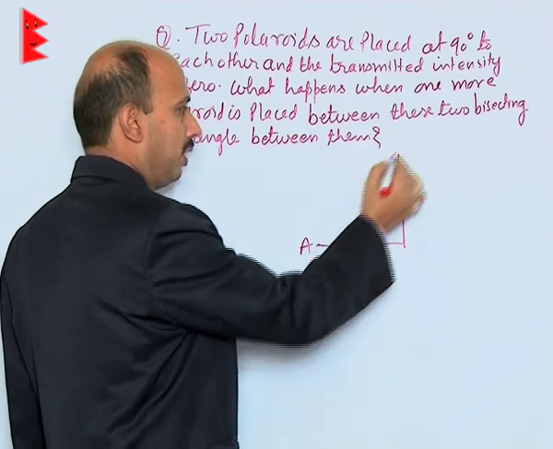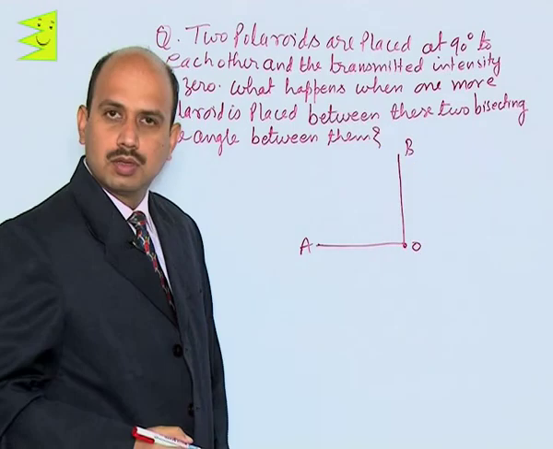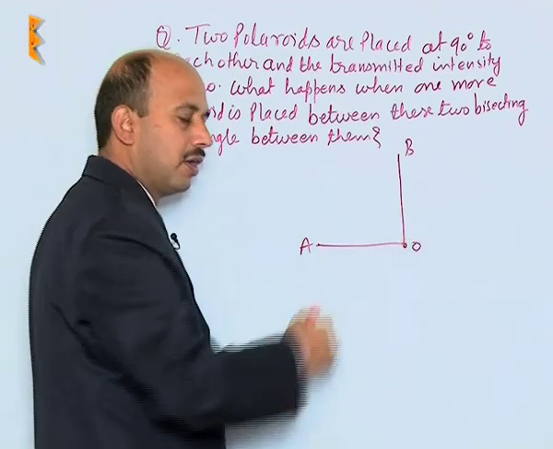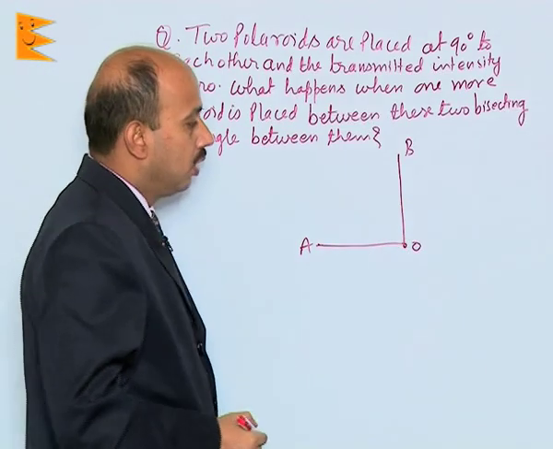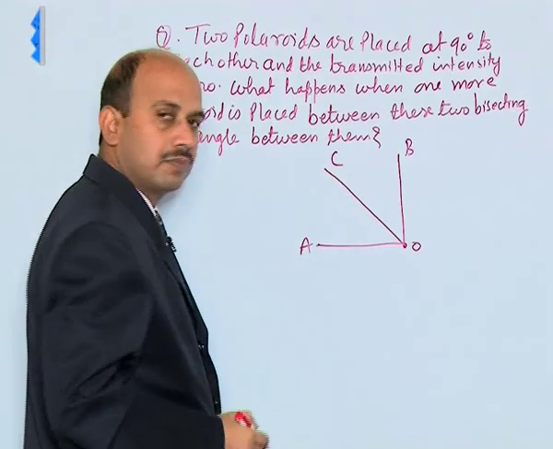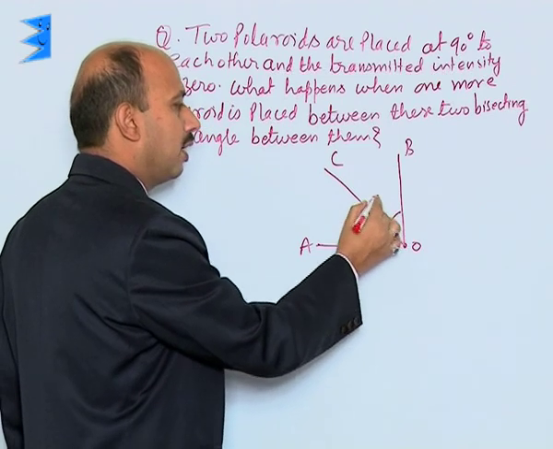This is the Polaroid A and this is Polaroid B. This point is O here. Now, the intensity passing through this Polaroid is right now 0. Now, what happens when we take another Polaroid over here, that is C, bisecting this angle? So this angle is 45 degrees, this angle is 45 degrees.